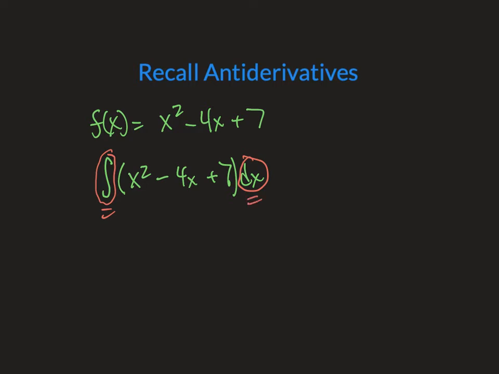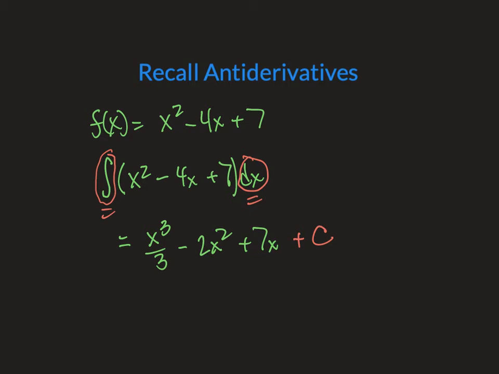And we use that power rule that we learned to figure out that the antiderivative is x cubed over 3 minus 2x squared plus 7x. But remember, we've got to stick this fancy plus c on the end. That constant takes care of all of those parallel functions that occur in the plane that have the same derivative, right? So there are an infinite number of functions that have the derivative x squared minus 4x plus 7.